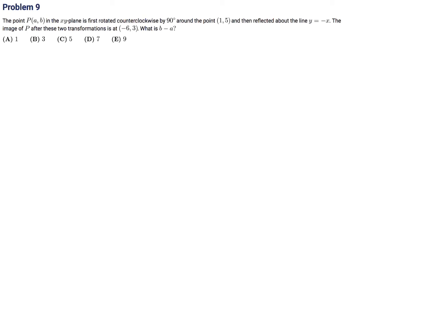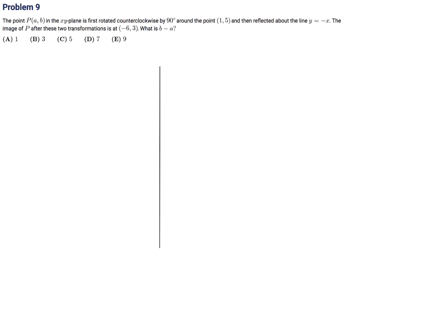Point P(a, b) in the xy plane is first rotated counterclockwise by 90 degrees around the point (1, 5) and then reflected about the line y equals negative x. The image of P after these two transformations is (-6, 3). What is b minus a?